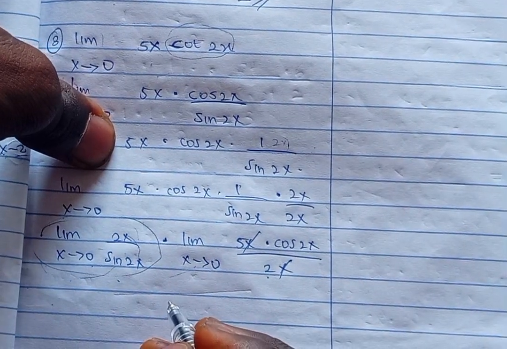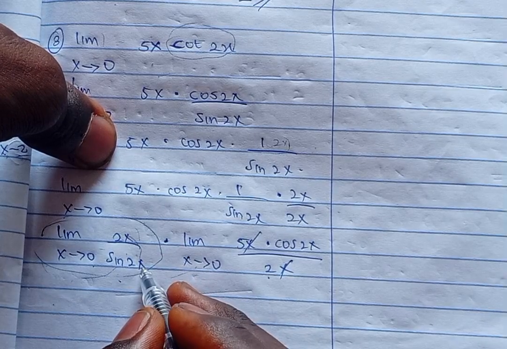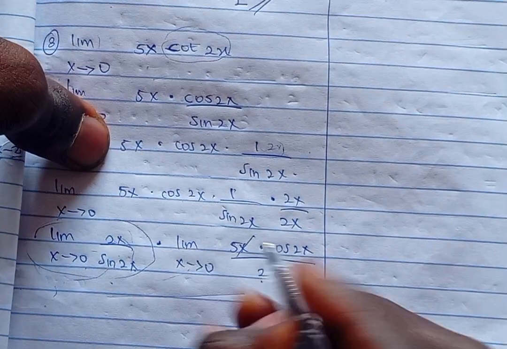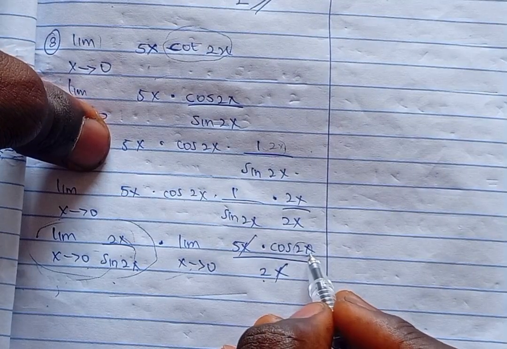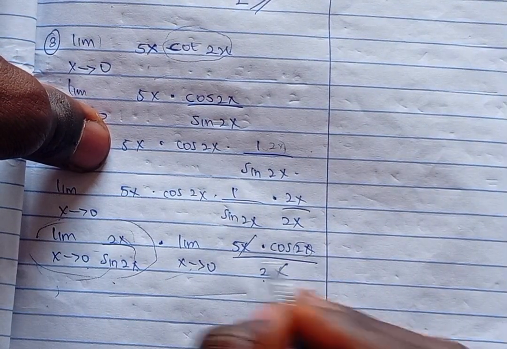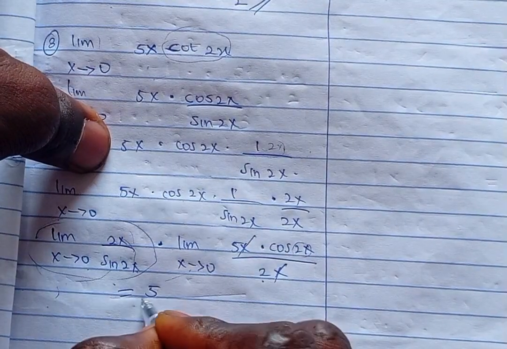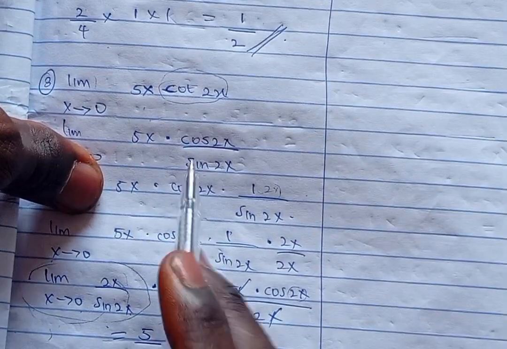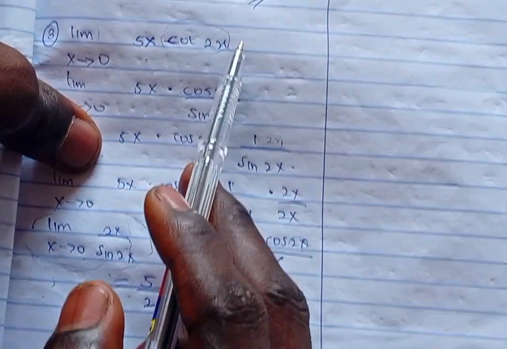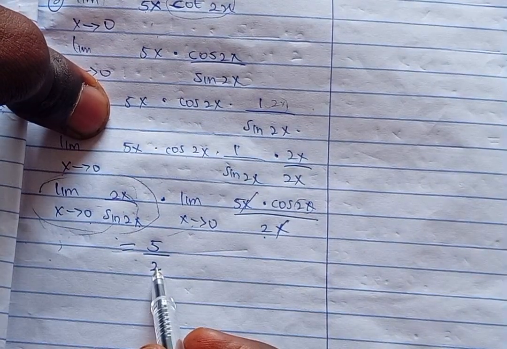So now because 2x and 2x are the same thing, you can see it's equal to 1 as x tends to 0. And then this one, if you substitute 0 here, you get what? 1. 5 multiplied by 1, 5 over 2. So our answer is equal to what? 5 over 2. So the limit as x tends to 0 of 5x cot 2x is equal to what? 5 over 2. You understand?